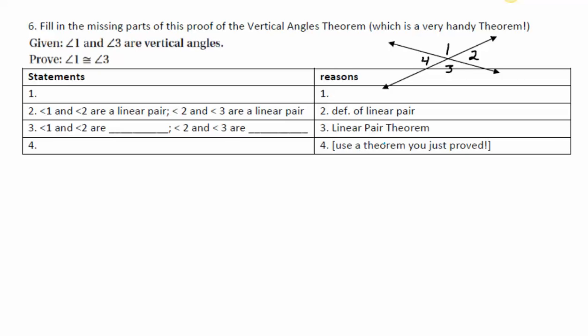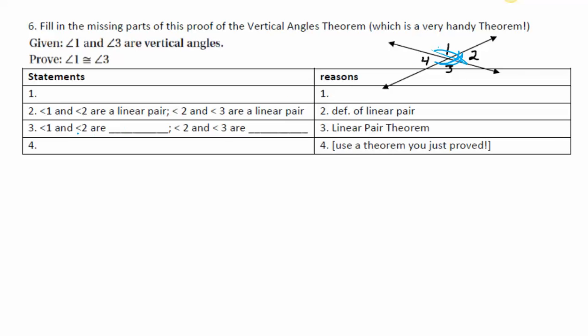A lot of this proof is already written for you. You have to prove that angle 1 is congruent to angle 3. You're given that they're vertical angles, so you write the given in. Step 2 is that angle 1 and 2, see these 2 here, are a linear pair. Also that angle 2 and 3 are a linear pair. That's the definition of linear pair. They are because they add up together to be a straight line.